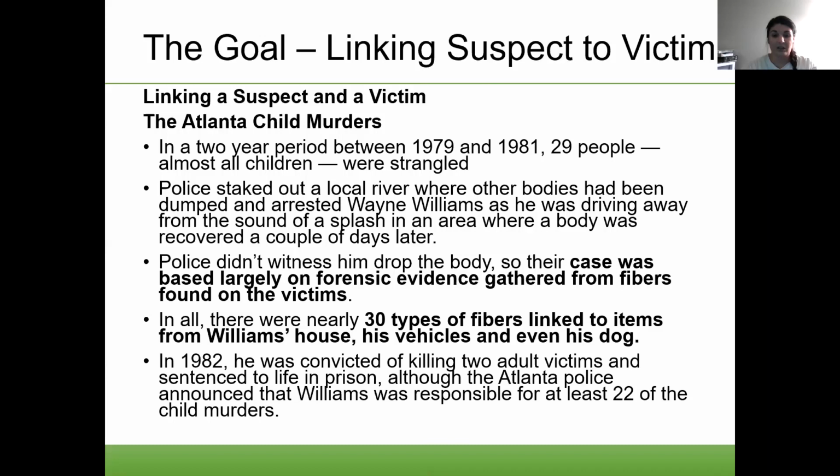dogs. In 1982, he was convicted of killing 2 adult victims and sentenced to life in prison, although the Atlanta police announced that Williams was responsible for at least 22 of the child murders. They say that he's responsible for them, but he wasn't convicted, so I think they're still open as cold cases, along with the other 7. Or no, just all of them that aren't, except those 2 adult victims, are still listed as cold cases, I believe.